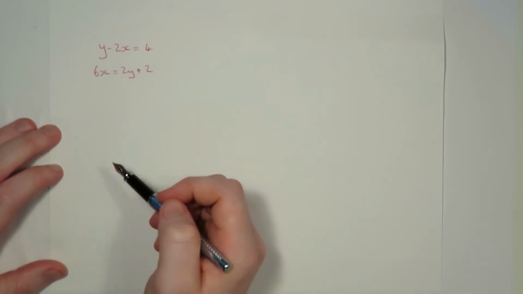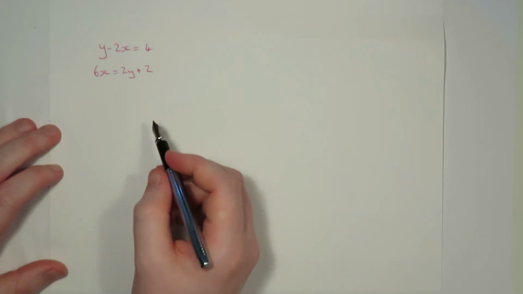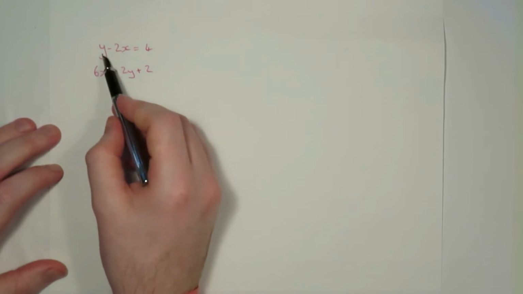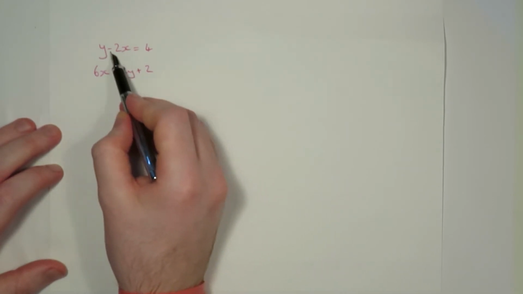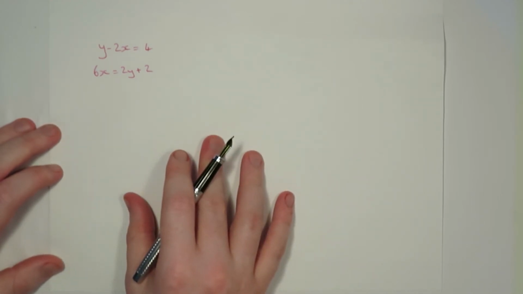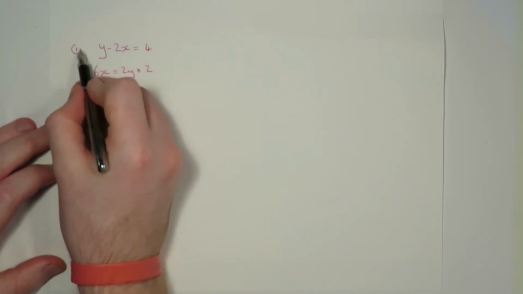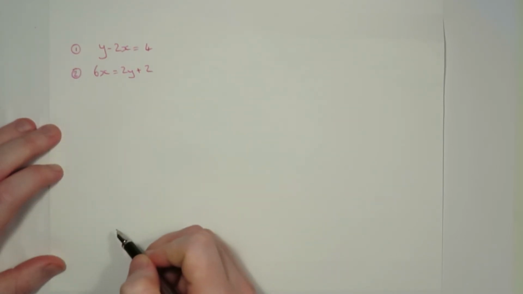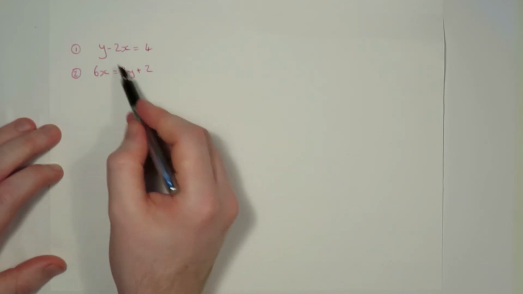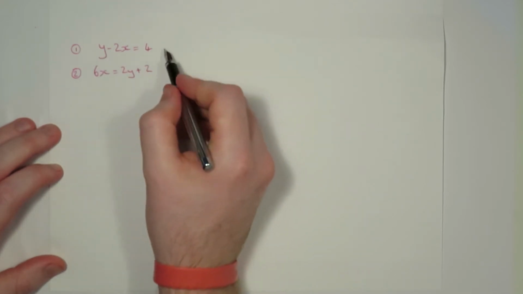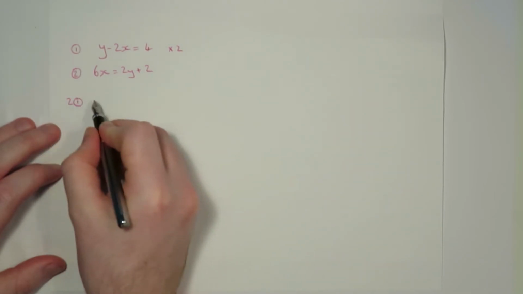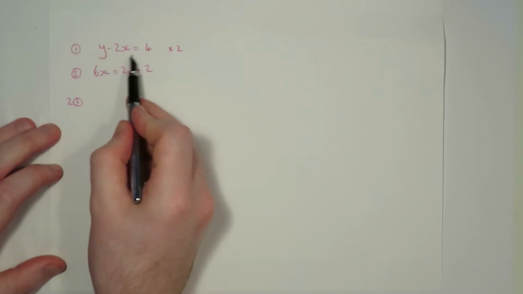Okay, well this example here, using the elimination method, it's a little bit different to the examples that we've just looked at. As you can see here, y and 2y, minus 2x, 6x, nothing is the same there on both equations. So you need to make them the same. So we can get the y's to be the same just by timesing this whole equation here by 2. So 2 lots of equation 1 would be, so you just times everything by 2.